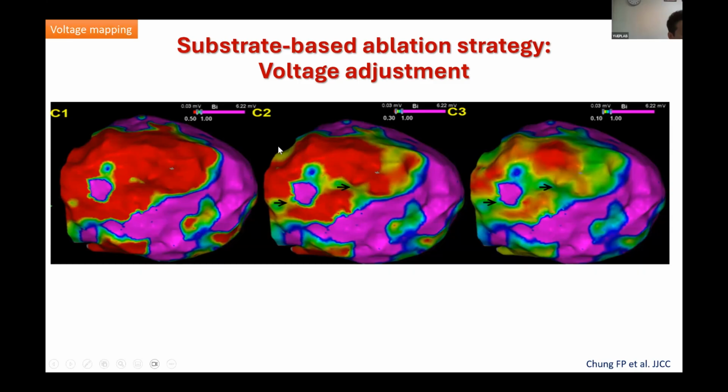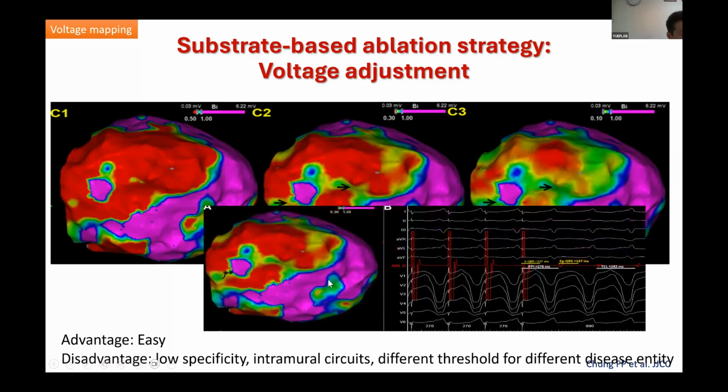This is an ARVC case we did a long time ago, when we did not have high density mapping, so we could only use substrate mapping. At that time we did not have the idea of functional substrate, so we just tried to do substrate mapping and adjust the voltage. You can appreciate there are two sides that look like channels. The advantage of this is that it's very easy. You only need to adjust the voltage, and you can highlight the potential channels.